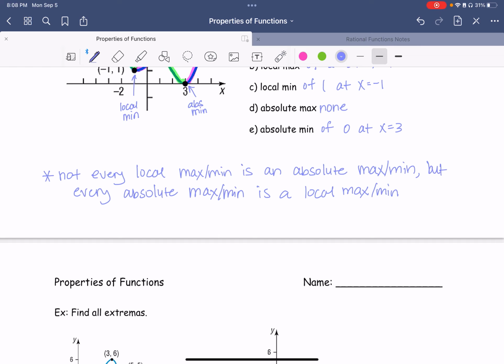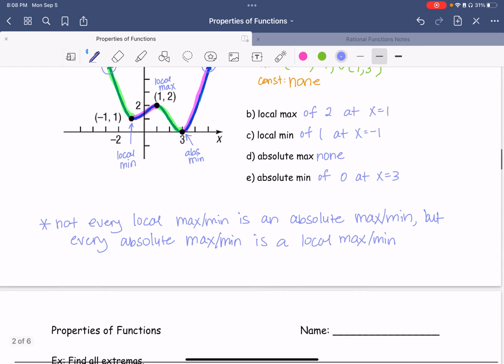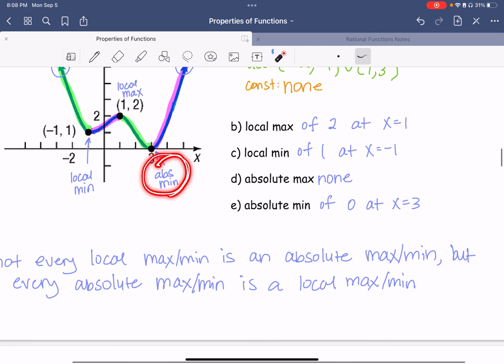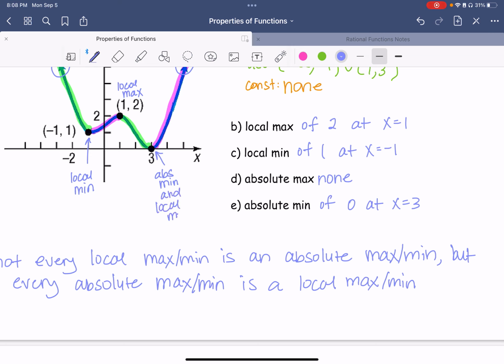Anyways, I hope that makes sense. So basically, this absolute minimum will actually also be categorized. So I'm gonna say and local minimum. So it's actually gonna be both.